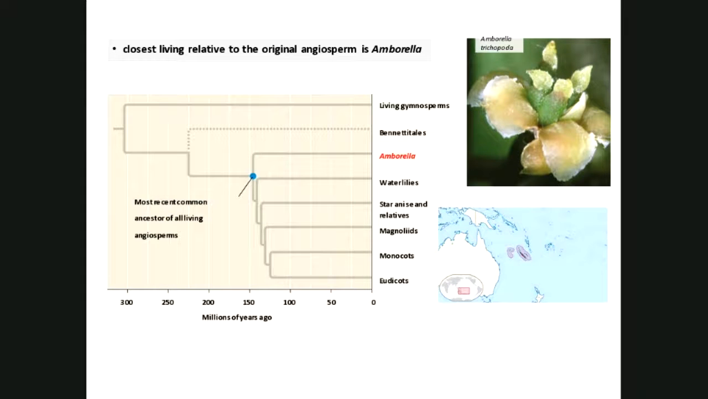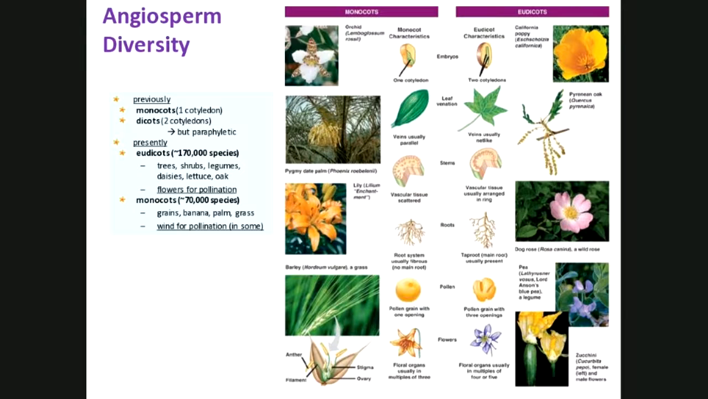Let's look at the difference between them. Nice little chart side by side. I've got one in lab too. They used to be called the monocots and the dicots, but the dicots actually ended up being a paraphyletic group, so it was a false name. It's like protozoans.